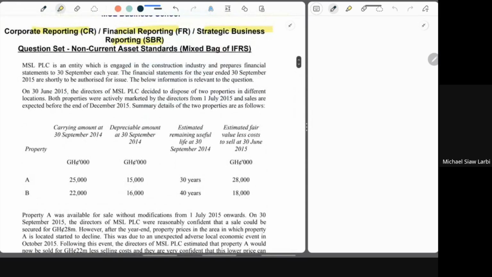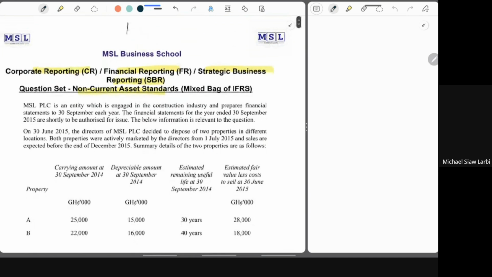So what does the question give us? Key thing when it comes to questions on standards, especially for non-current asset standards, is to be mindful of the dates. The dates are so important, right? They tell you just too much information you cannot ignore, right? So take note of the date in the question.